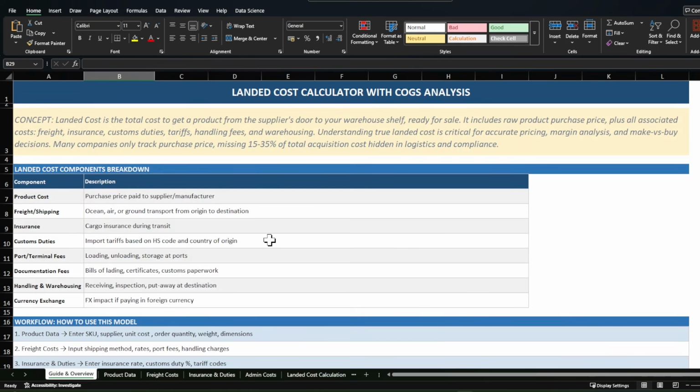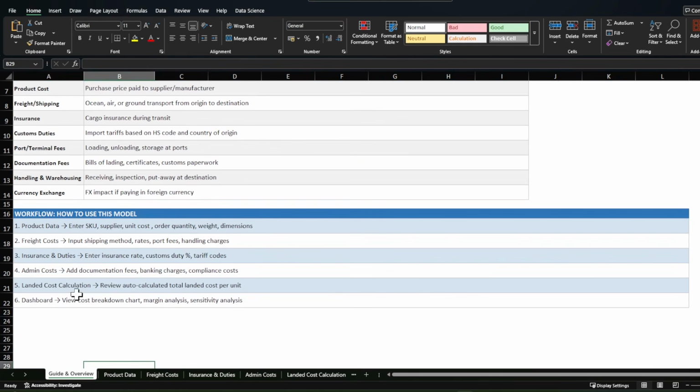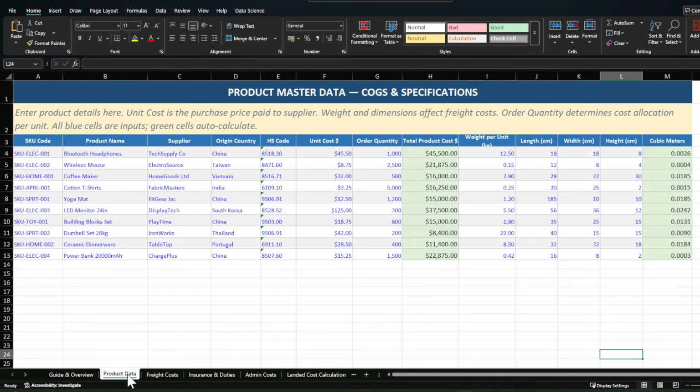So the sheet starts with a guide and overview in which we discuss what the components are and what they mean. And here we are showing the workflow: first you have to calculate the product cost by providing some product data, then freight cost, insurance and duties, admin cost, landed cost and the dashboards. Let's start with the product data.